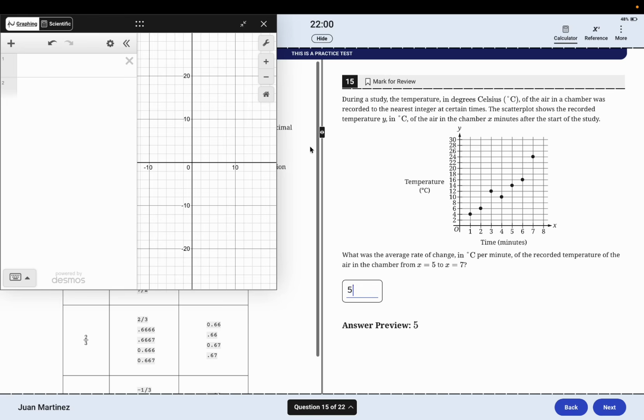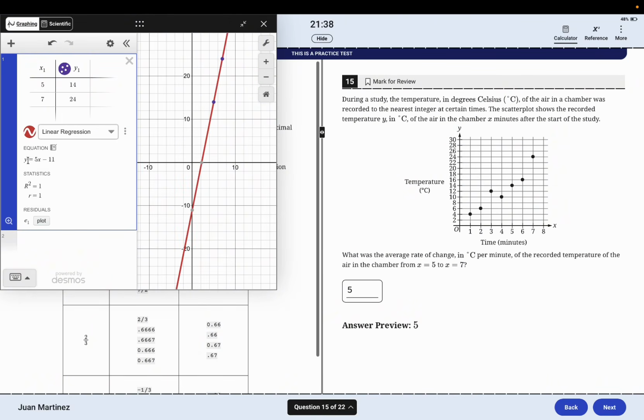Okay. But if you didn't know how to do that, you can also use a table regression. So you can just plot in your points. So like 6, we have 5, and that looks like 14. And we have 7, and what looks to be 24. You press this button up here, and it gets us our equation, and we're told that our slope is 5. So yeah, we're correct.